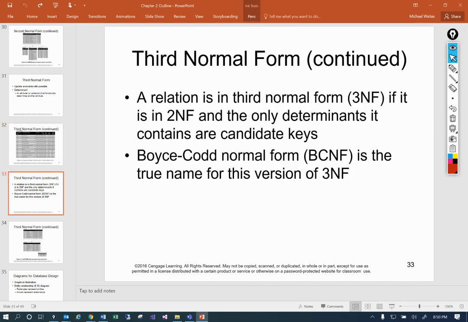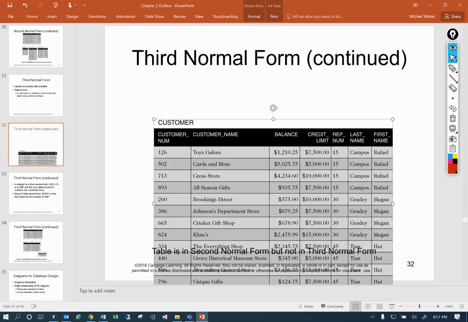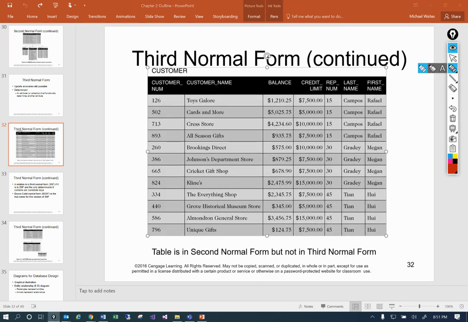So third normal form is a relationship that is determined if it contains. Excuse me, I'm going to try that again. A relationship is in third normal form if it is in second normal form, and the only determinants it contains are the candidate keys. That's a real fancy way of saying you can't have multiple keys like this representing other pieces of data.